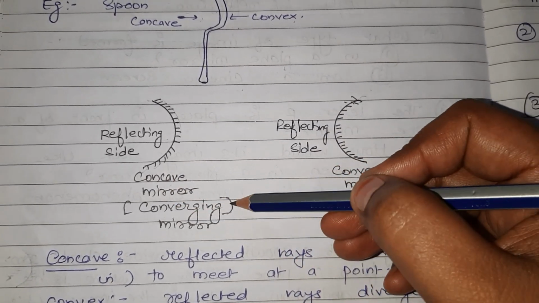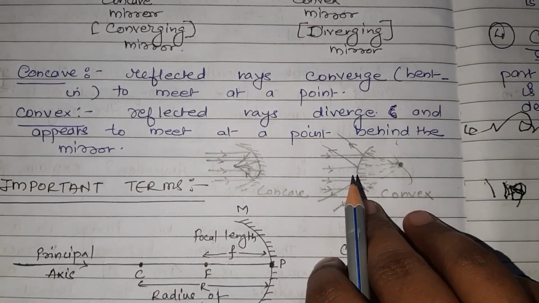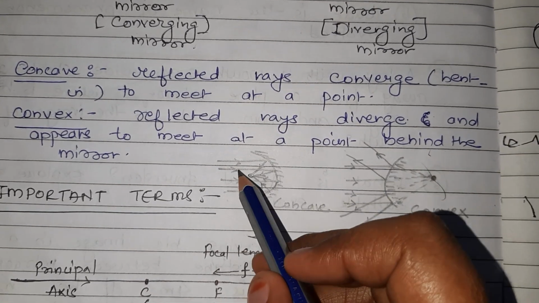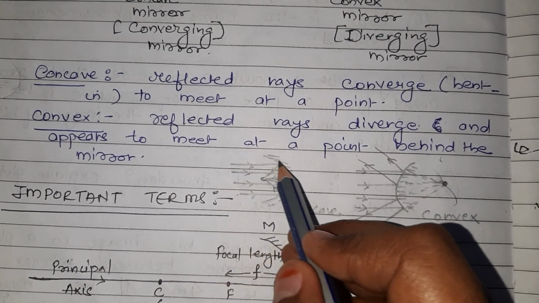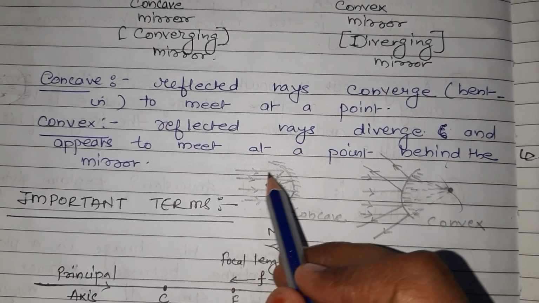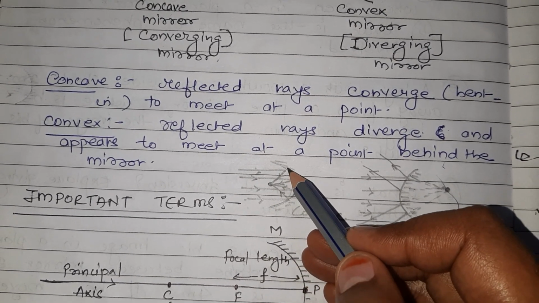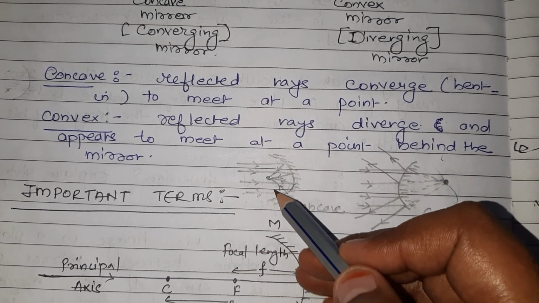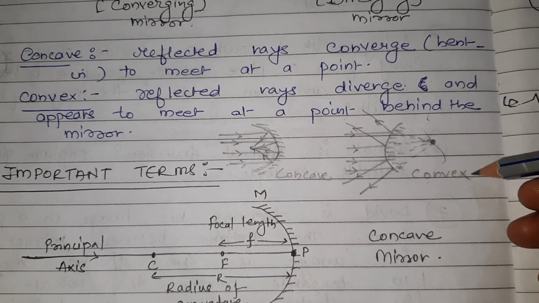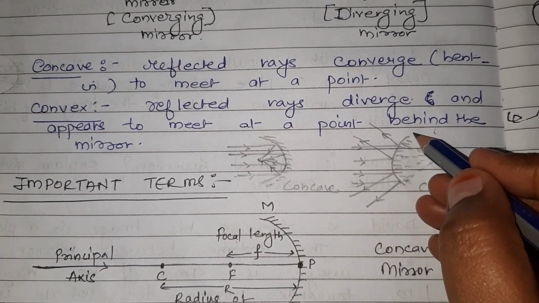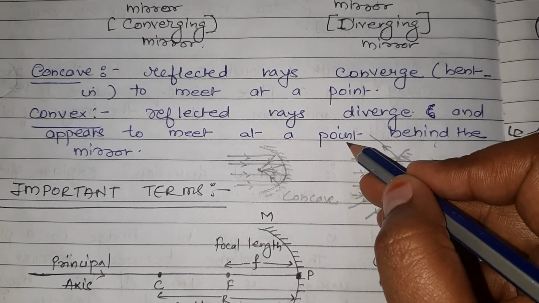Concave mirrors are also known as converging mirrors, and convex mirrors are also known as diverging mirrors. Why is it so? For example, if you have an object, the rays of light from that object, when falling on the concave mirror parallel to each other, are incident on the concave mirror. When they get reflected back, they converge inwards. That means they bend inwards and meet at a point to form an image. Whereas in the case of convex mirrors, when the rays of light are incident on the bulged surface, they get diverged or bent outwards.